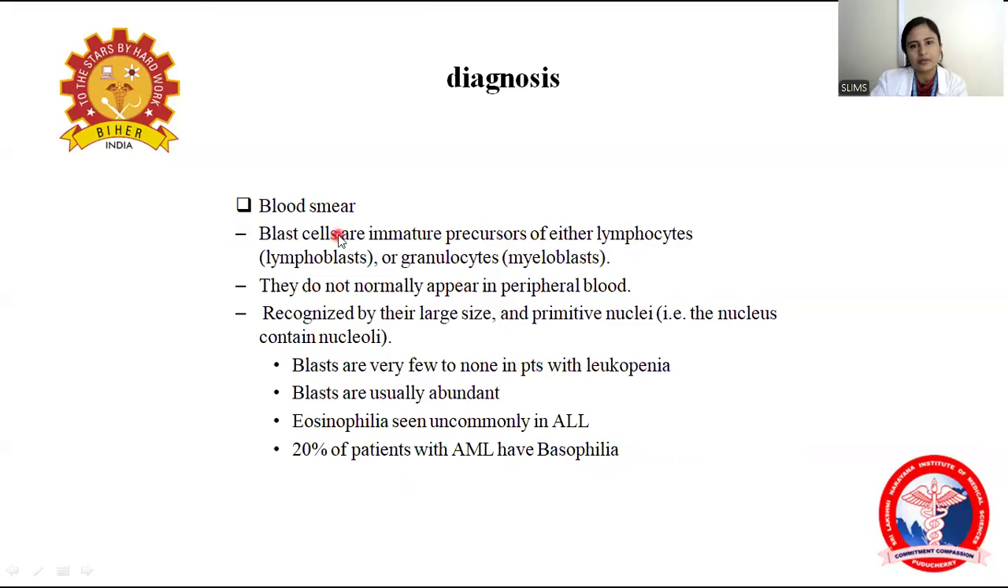Then we will see the peripheral smear. In the peripheral smear, we can appreciate the blast cells. These blast cells are nothing but the immature precursors of either lymphocytes or granulocytes. They do not normally appear in the peripheral blood, but if they do, we can easily recognize them by their large size. They will have primitive nuclei, that is, the nucleus will contain many nucleoli. The blasts are very few to none in patients with leukopenia. Blasts are usually abundant, and eosinophilia is seen uncommonly in AML, and 20% of patients with AML will have basophilia also.